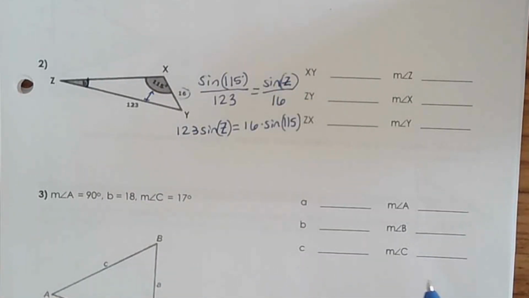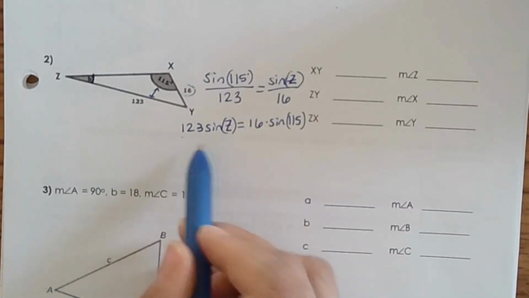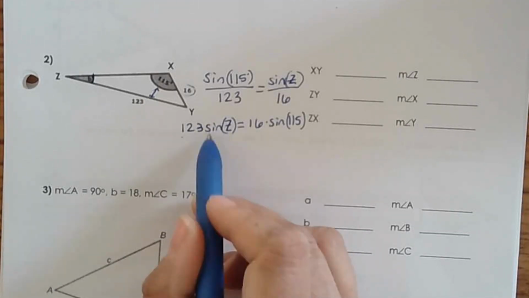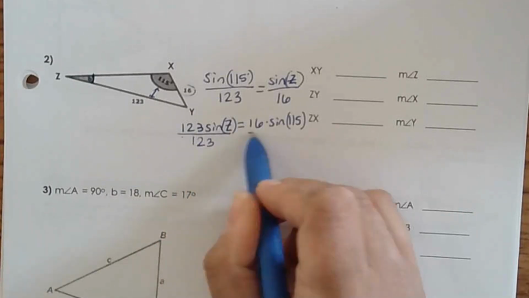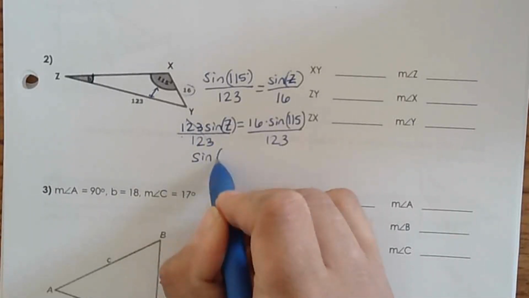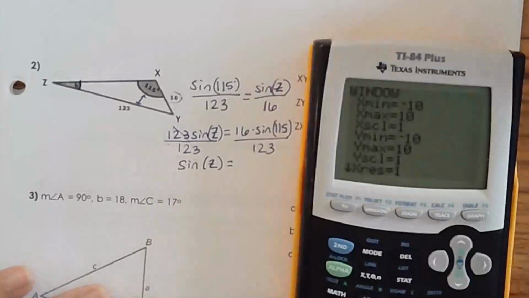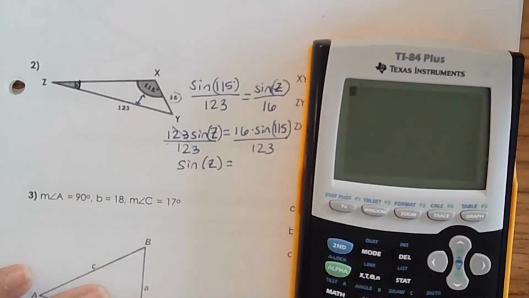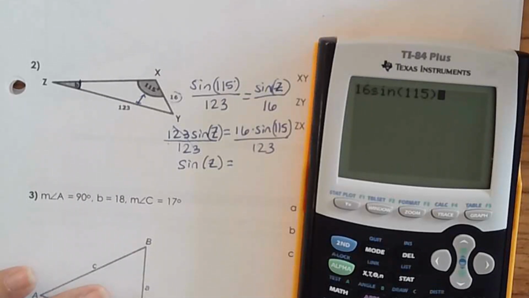Okay, now at this point, this is just a number. It's going to be a decimal number, but on this side, I'm trying to get sine of Z all by itself because I can't get Z by itself. It needs to have sine with it. So I'm going to start by dividing by 123. So that this says sine of capital Z is equal to, and then I grab my calculator to see what this whole big fraction is going to be. So we have 16 sine of 115, close that parentheses, divided by 123.